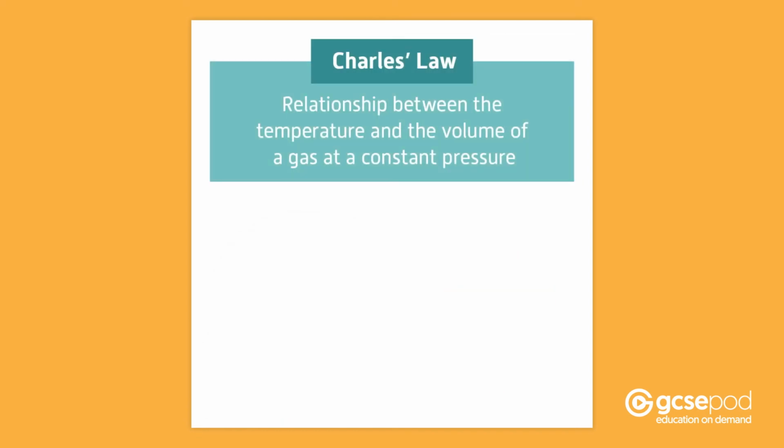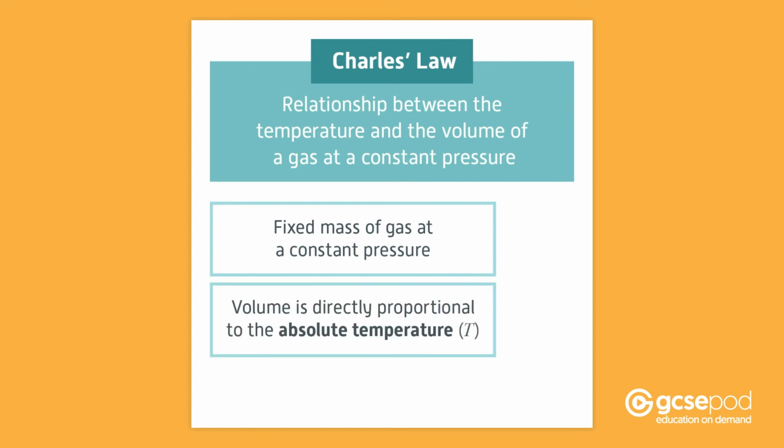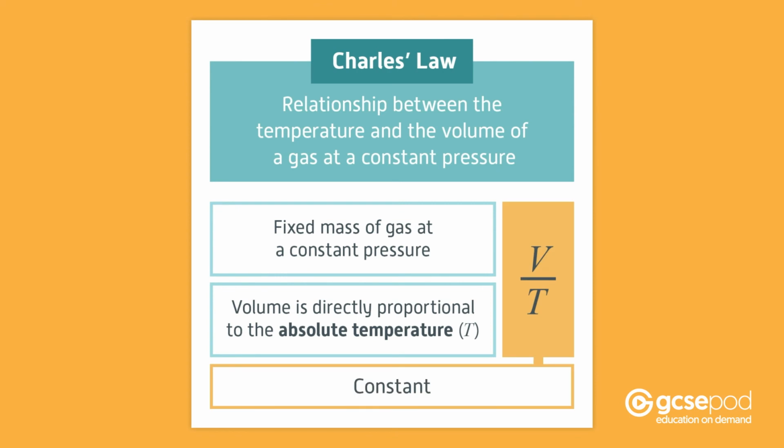The law that explains the relationship between the temperature and volume of a gas at constant pressure is called Charles's law. Charles's law states that for a fixed mass of gas at a constant pressure, the volume is directly proportional to the absolute temperature. In other words, V divided by T is a constant.